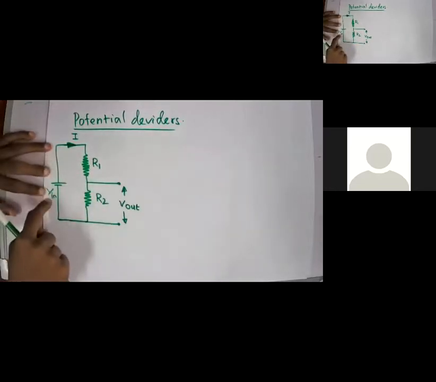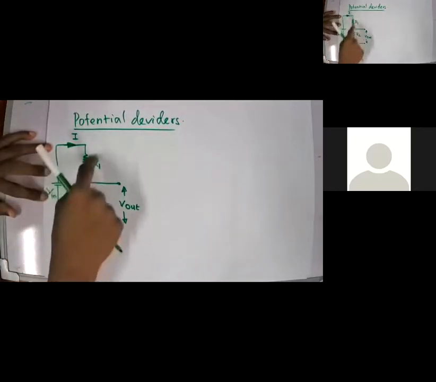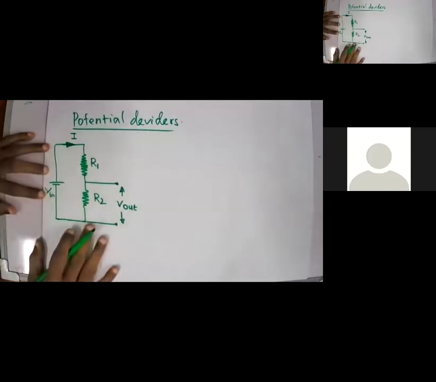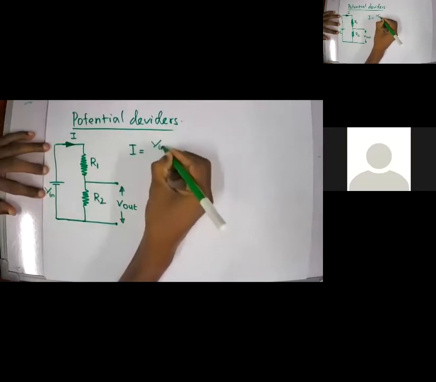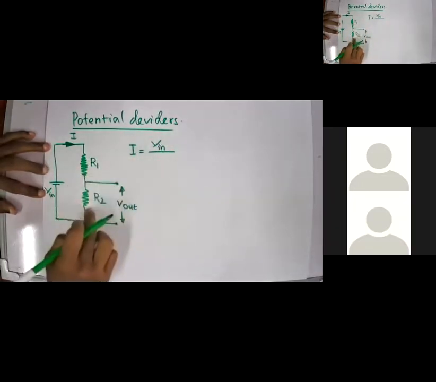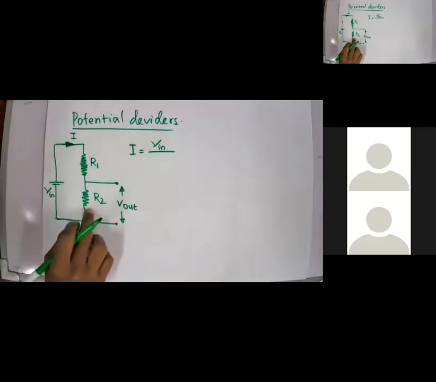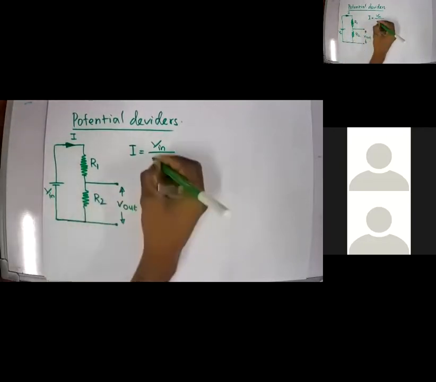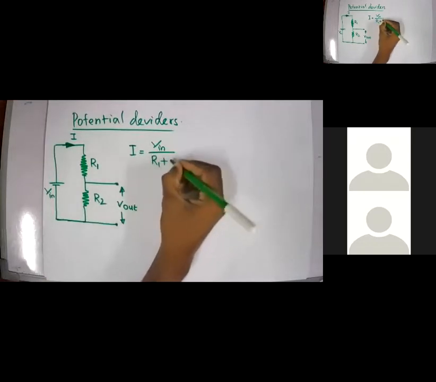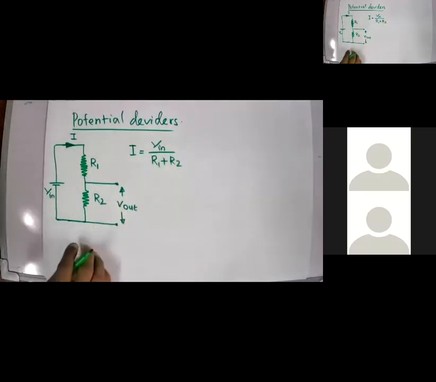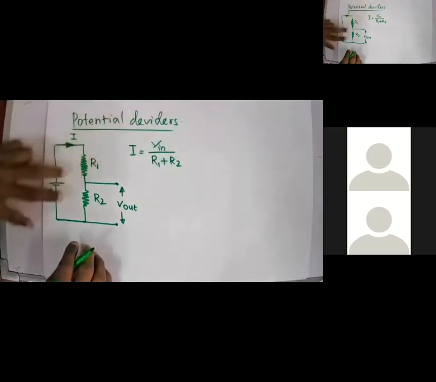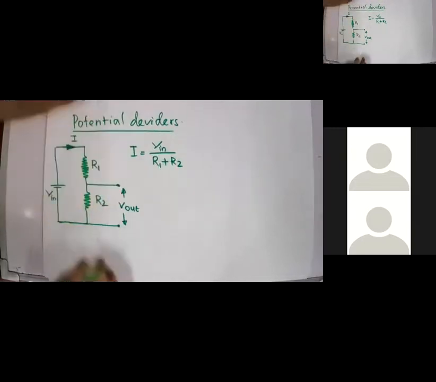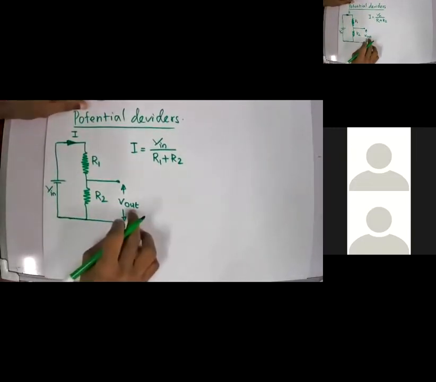So there is a V and two resistors connected in series. I can write my current I as V in divided by the resultant resistance, and since they are in series, I can simply add them together: R1 plus R2. So my I will be V in divided by R1 plus R2. And now, what will be my V out?